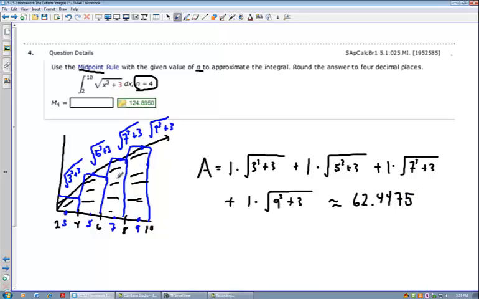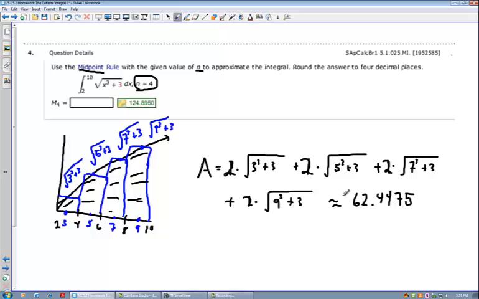Why am I off a bit? Because the length of this interval is not 1. I'm actually off by a factor of 2. The length is 2, so these should actually be 2's. So correct that. That should be a 2, because the length of my rectangle is 2. So maybe you caught that.